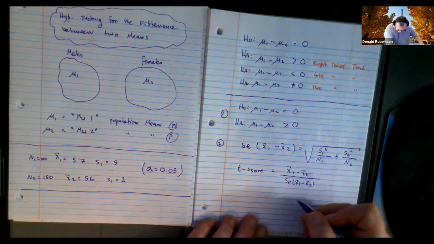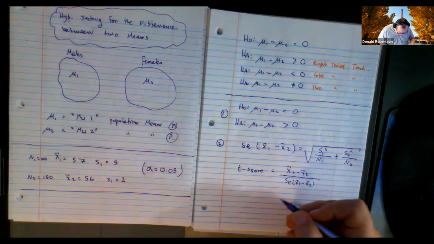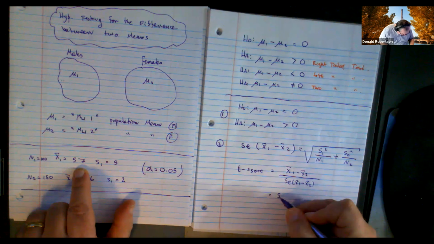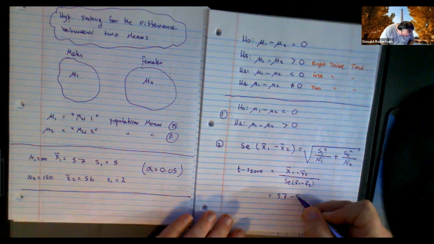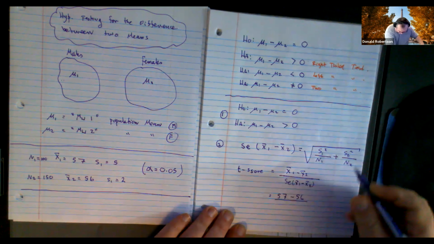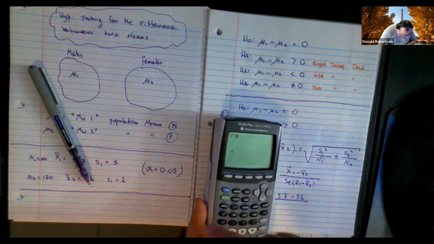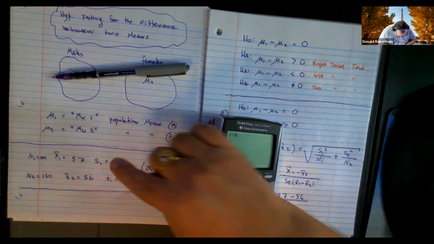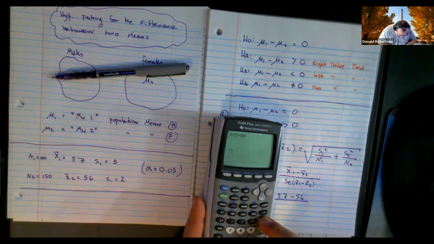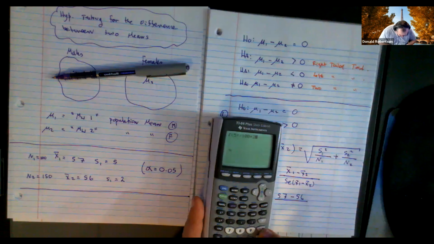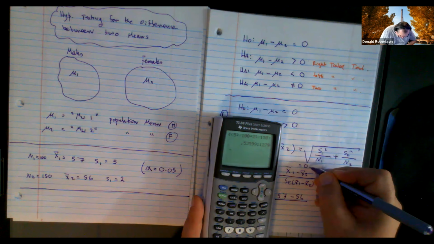And I should have started putting some numbers in, and I forgot to, but I'm going to do it now. So this guy is 57. Take away this guy is 56. And this fella here, I'll do it on the calculator. This guy here is the square root of S1 squared, which is 5, so 5 squared, divided by 100, plus S2, which is 2 squared, divided by 150. And the answer I got is that this guy is 0.526.